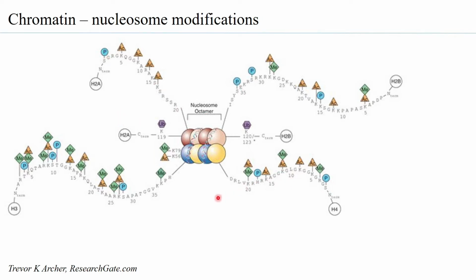You can also have ubiquitination. You can see that within the globular portion of the nucleosome, you have a ubiquitin added to a lysine residue. So you can have ubiquitination as well. You can have ADP ribosylation possible. You can have methylation possible. These are all the different types of modifications that are possible, not just in the globular part of the nucleosome, but also on the histone tails.